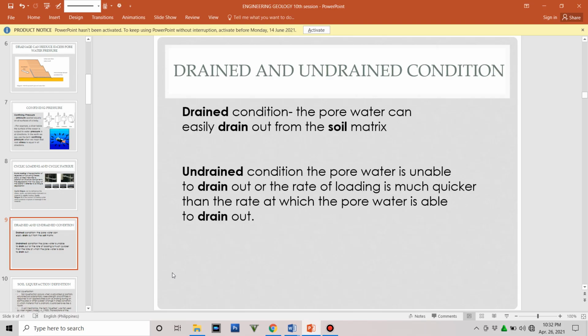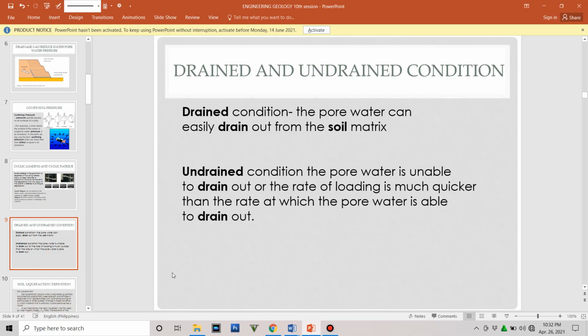Yung mga coarse material. Okay? So yung mga coarse material is identified as sandy soils. Yung mga sandy soils, malalaki pa yung grain size niya. That is why enough lang yung pore size for water to penetrate. So you can easily drain it out. So water can be easily drained from that material.